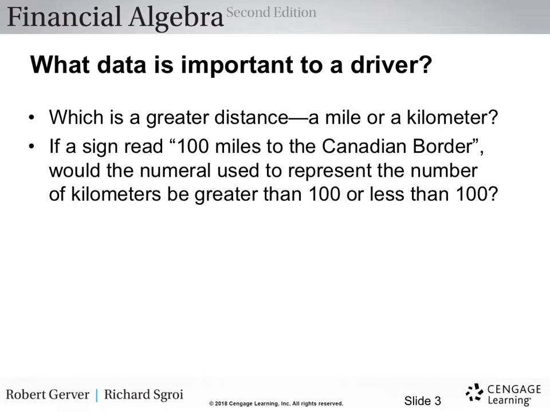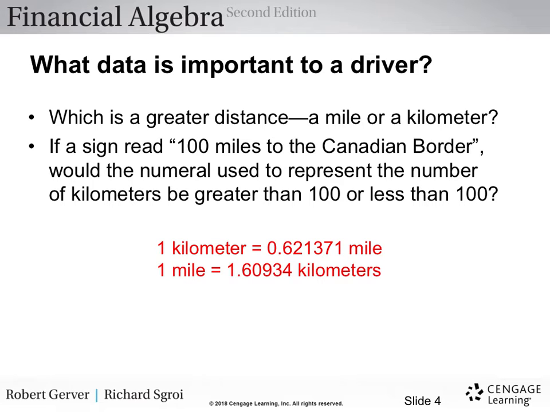So what data is important to a driver? Which is a greater distance, a mile or a kilometer? If you read a sign 100 miles to the Canadian border, would the numeral used to represent the number of kilometers be greater than 100 or less than 100? Well, 1 kilometer equals approximately 0.621371 miles, or 1 mile equals 1.60934 kilometers. So therefore, 100 miles equals approximately 161 kilometers, okay?